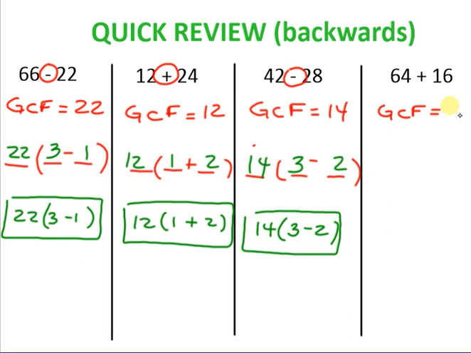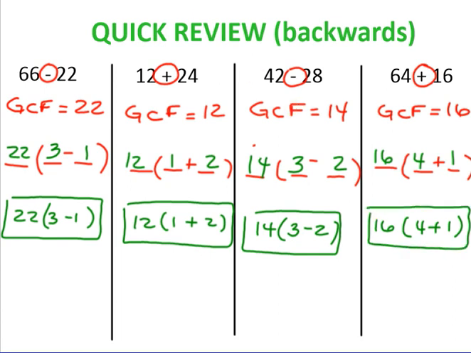All right, and then for our last review problem, 64 plus 16. The GCF here is going to be 16. Set up my forwards distributive property. The addition sign is on the inside. 16 goes on the outside. 64 divided by 16 is 4. 16 divided by 16 is 1. And then I'm just going to rewrite it for my final answer so I can box it in.